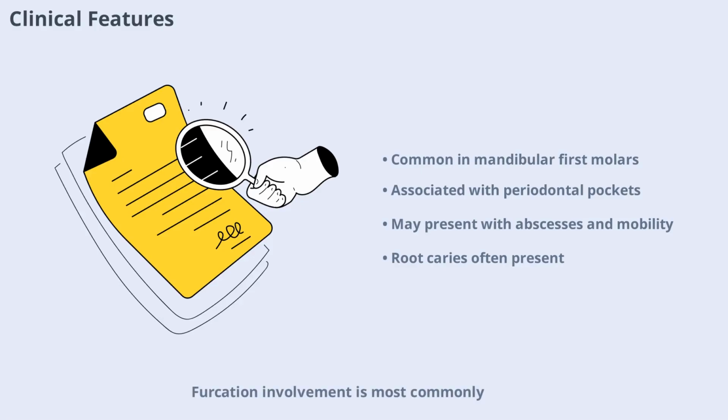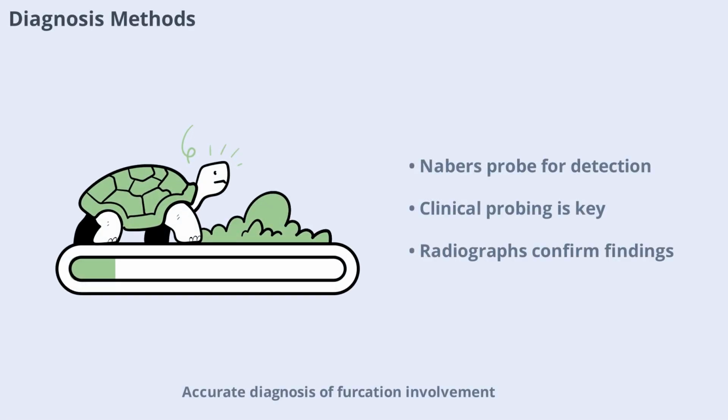Furcation involvement is most commonly seen in mandibular first molars. Clinically, it is often associated with periodontal pockets, abscess formation, tooth mobility, and root caries. These features can make the affected tooth more difficult to clean and maintain, increasing the risk of further periodontal breakdown. Radiographs are used to confirm clinical findings, but probing with specialized instruments remains the most reliable method for detecting furcation involvement. Accurate diagnosis of furcation involvement is essential for effective treatment planning.